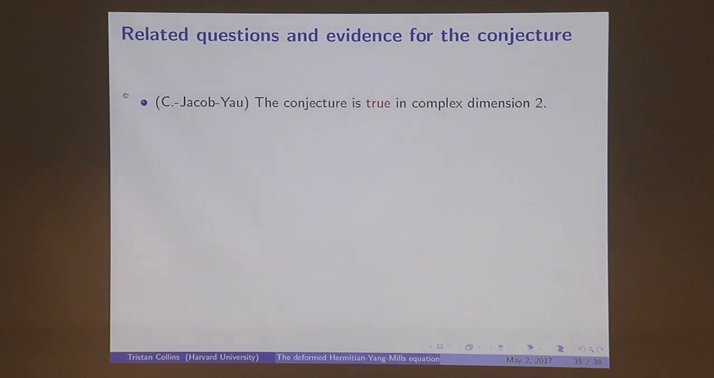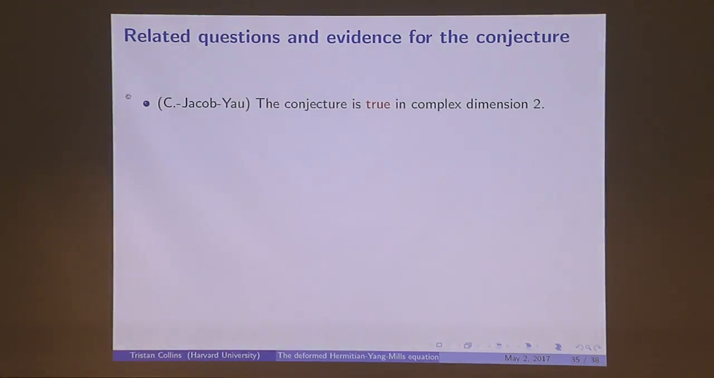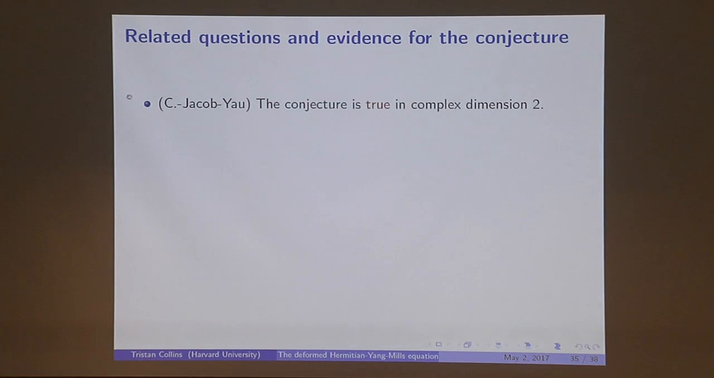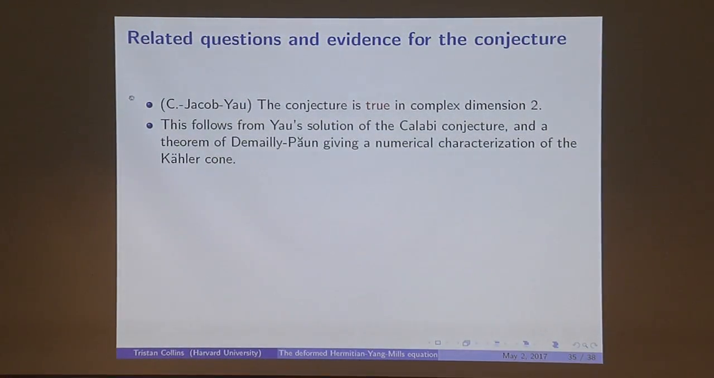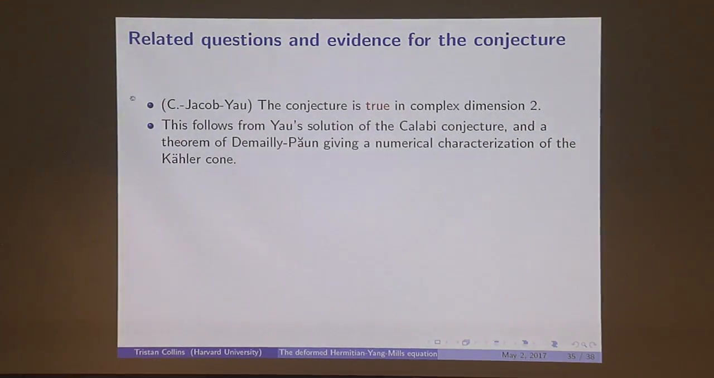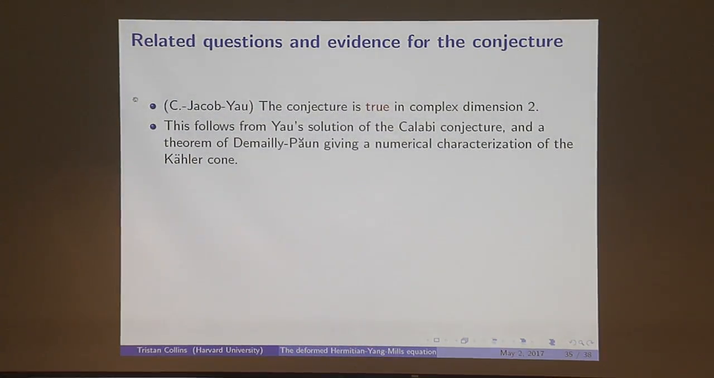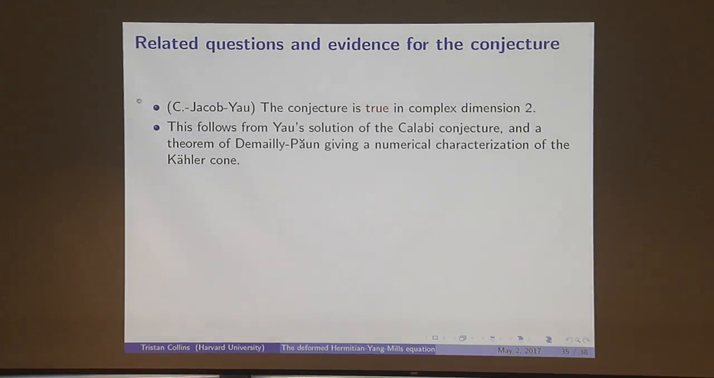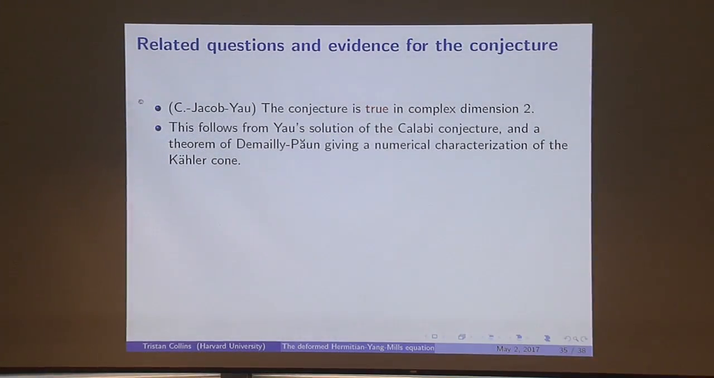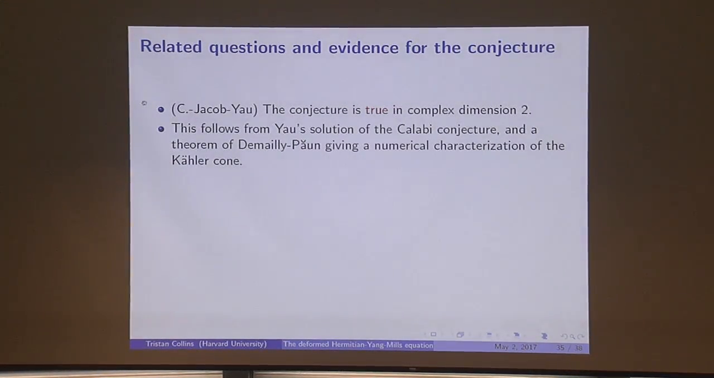So let me give you some evidence for this conjecture. Well, it'd be a relief to know that the conjecture is true in dimension 2. This is still not trivial, so it depends on Yau's solution of the Calabi conjecture and a theorem of Demailly-Paun, which gives you a numerical characterization of the Kähler cone. So you can check that the stability condition that I wrote down before exactly implies that the relevant class lies in the Kähler cone. So the point is that in dimension 2, you can rewrite this equation as a Monge-Ampère equation, and then solving it is equivalent to the class being Kähler.